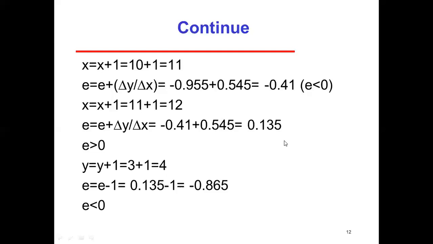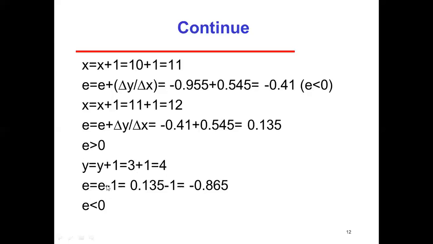Now you can see that this value we are getting here is positive. So we will write here E is greater than 0 and y is equal to y plus 1. If this is positive, then we will add to the y value. What is the preceding or last value of y? 3. Then 3 plus 1, and we will get here the new value of y is 4.